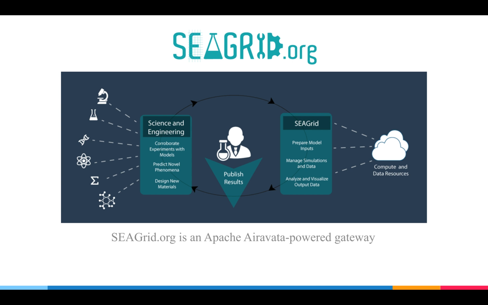So now let me give you an example, or a couple of examples of science gateways in action. I'm going to talk about a couple of gateways that use Apache Airavata. The first is the Science and Engineering Application Grid, or SEAGrid, which is a web platform that includes both desktop and web user interfaces to help scientists conduct online computational science, molecular dynamics, material science, and so forth.